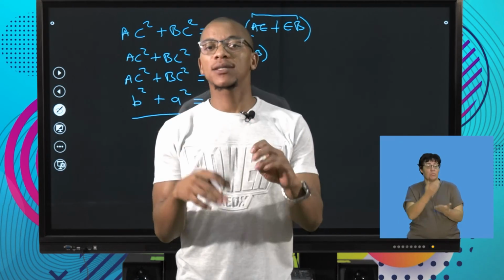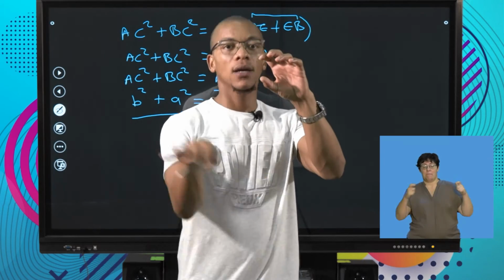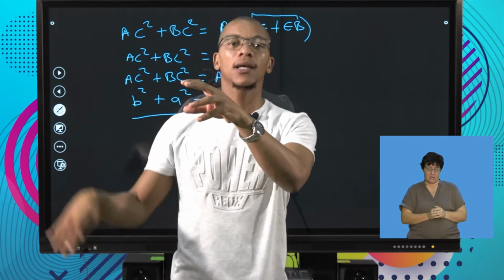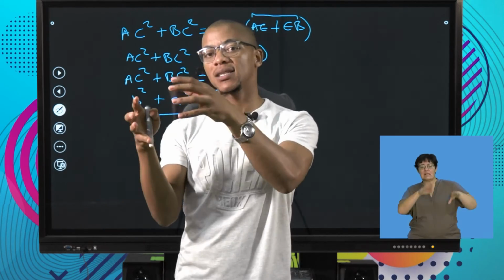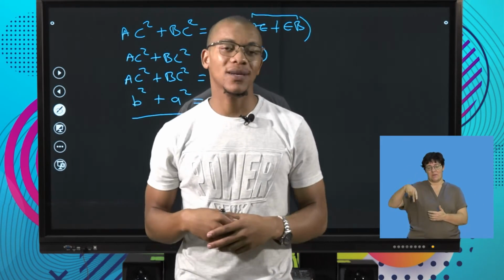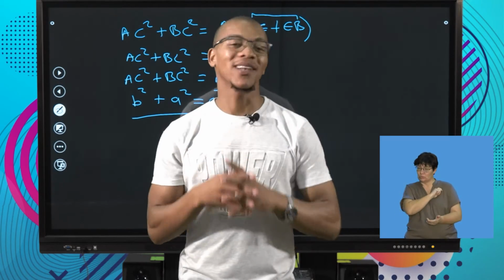The concept is proving the smaller triangle with the bigger triangle, that they are similar. Another small triangle with the bigger triangle, that they are similar. And then link those so that you can try and prove the theorem of Pythagoras. I promise you, it's really going to work.